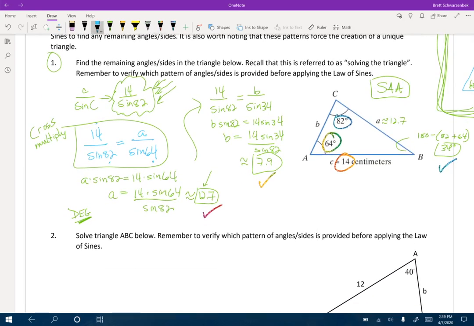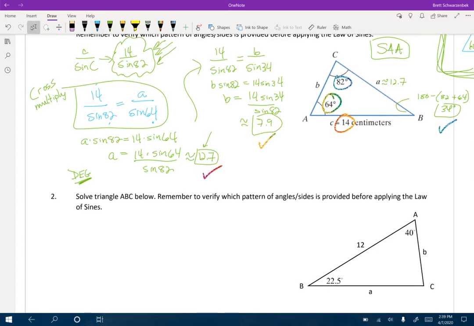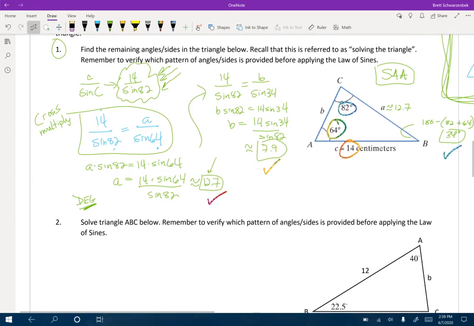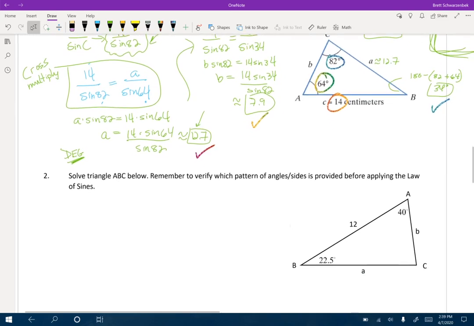So in this scenario, that's essentially how you do a law of sines problem. Note, they don't always ask you to find all the remaining pieces. It might occur on an exam that I might give you just one of the missing pieces, but it depends on what the exam is like.